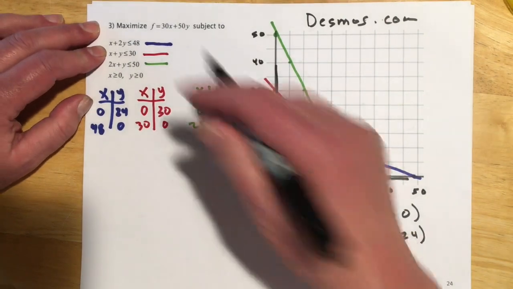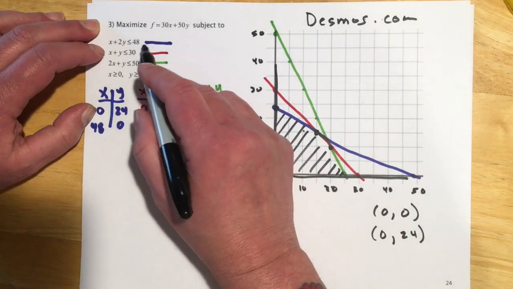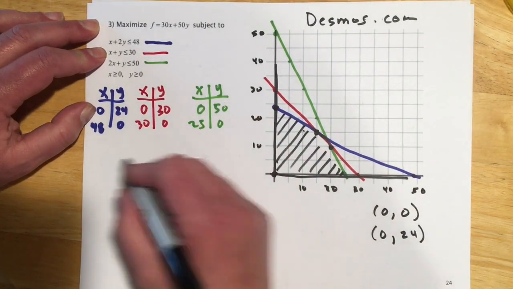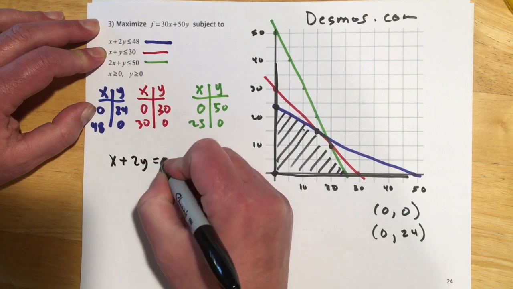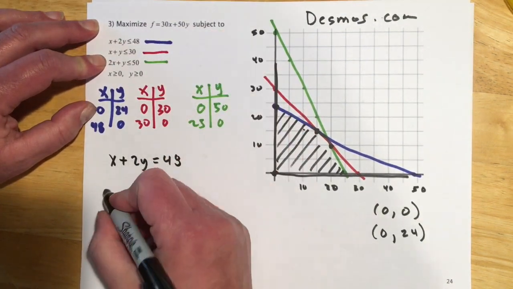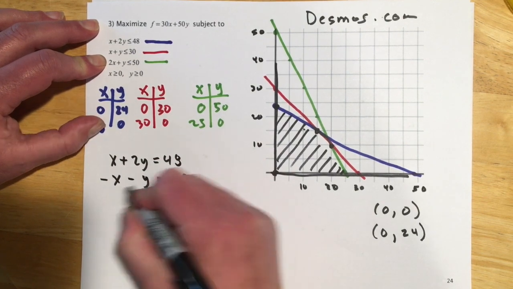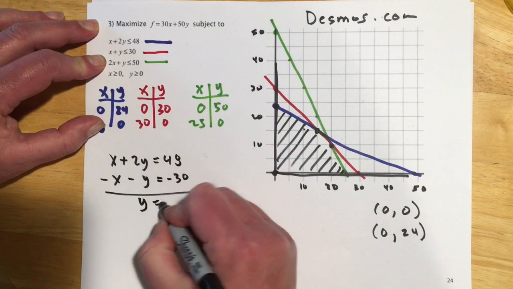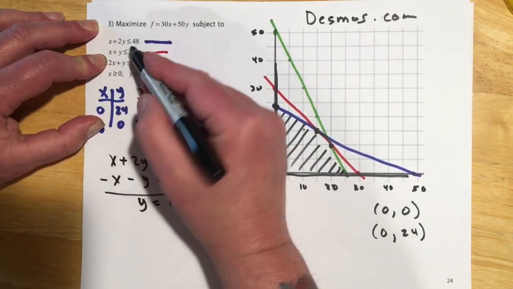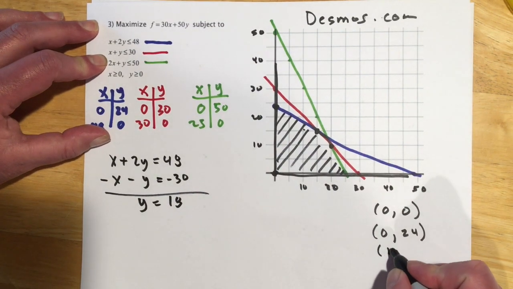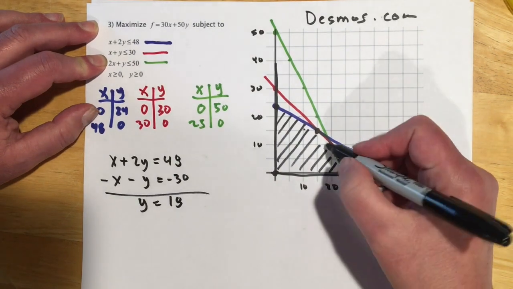So once you can do this math, you don't need to keep doing it over and over. I'm going to do it over and over just to show you, but you don't have to do it over and over. So I'm going to put the blue one and the red one together, and that's going to give me this corner point right here. So I'll go x plus 2y equals 48, and I'll do the negative of that. So negative x minus y equals negative 30. So y equals 18. And if y was 18, then 12 plus 18 would make 30. So that gives me 12, 18 as this corner right here.